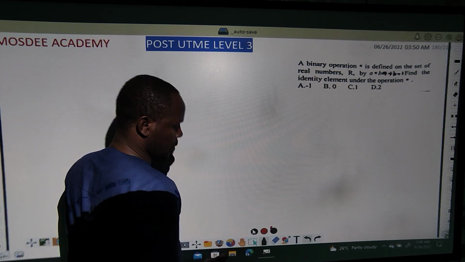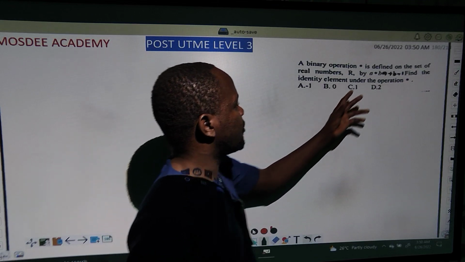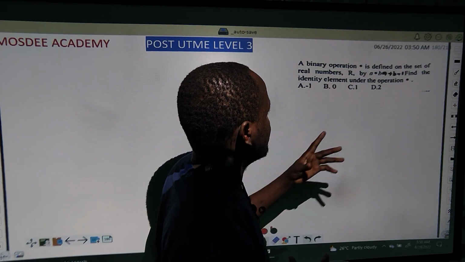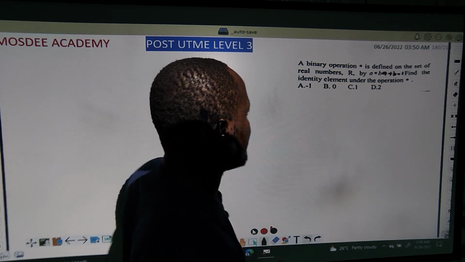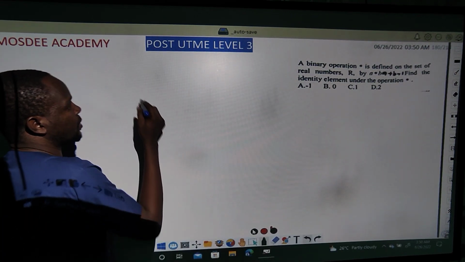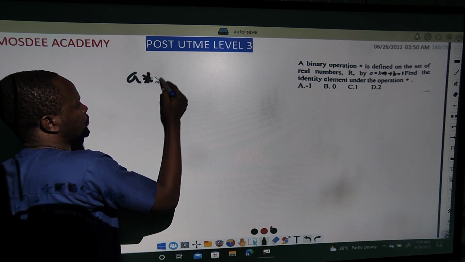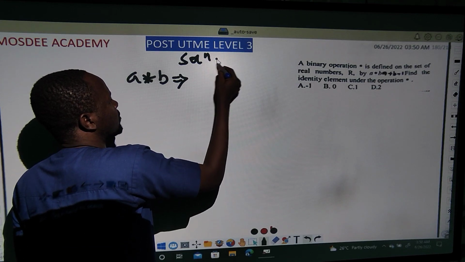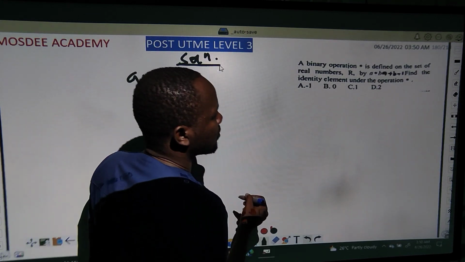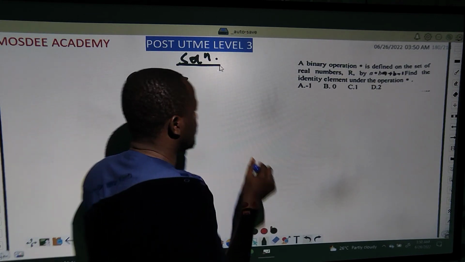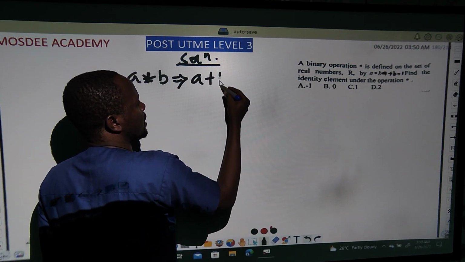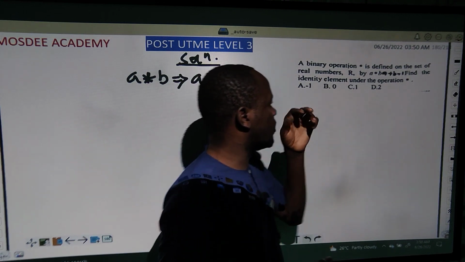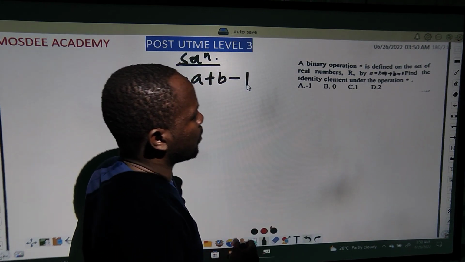Thank you very much. Now, the next question says a binary operation asterisk is defined on the set of real numbers R as A asterisk B. Let's write the operation. You can say A asterisk B is given as, very important, dear student, A plus B minus 1. So we have to find the identity element of that operation.